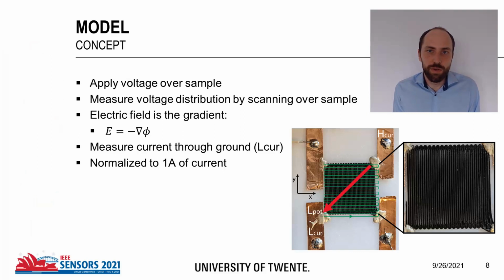For this technique, we first make sure there is a potential over the sample by applying voltage over it. Then we measure the voltage distribution by scanning over the sample, and then later we can use the gradient of the voltage distribution to calculate the electric field that was generated inside the 3D printed sheets. Then, in order to give a more quantitative result, we measure the current that goes through the ground and use that to normalize the measured potential.